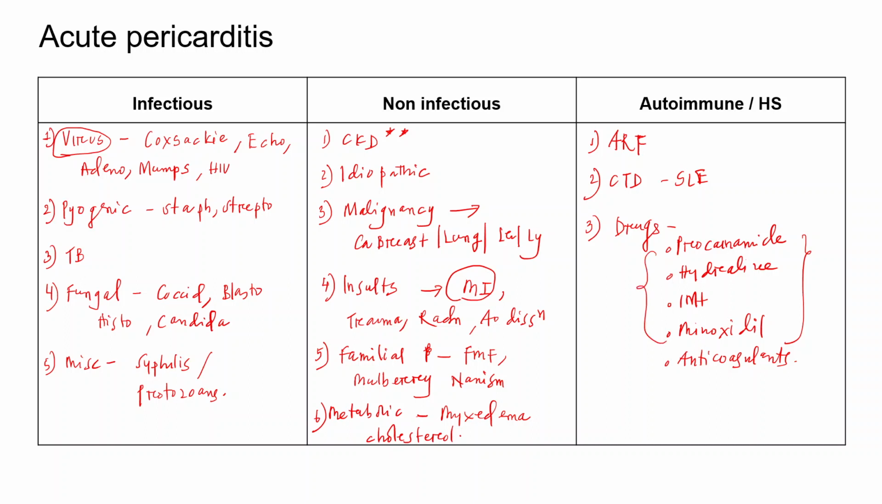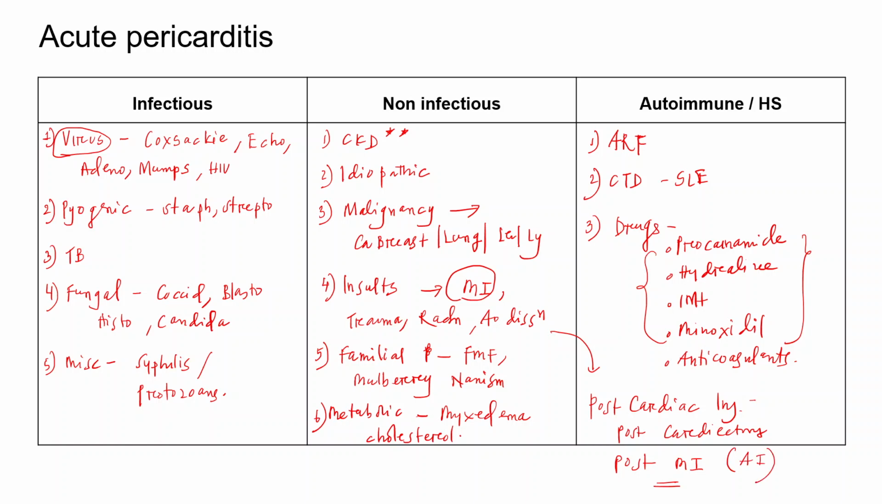Now, of course, post-cardiac injury syndrome, which can be included in the insults also. Post-cardiac injury is post-cardiotomy or post-MI. As I told, Dressler syndrome is a post-MI type of acute pericarditis, and the mechanism is autoimmune. That's why I have mentioned it here.